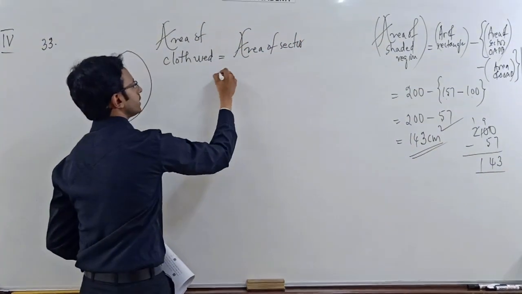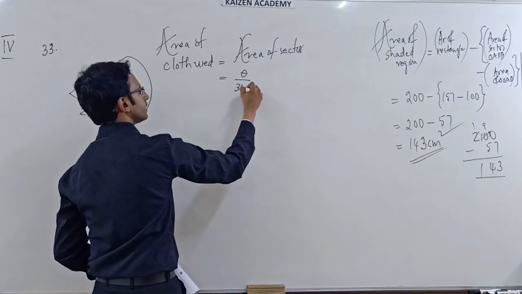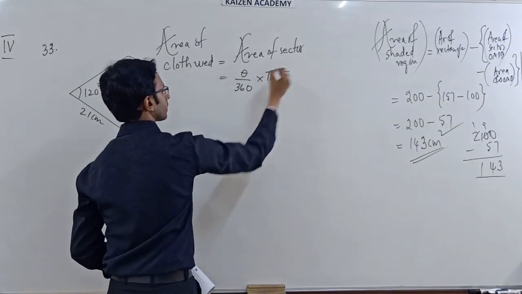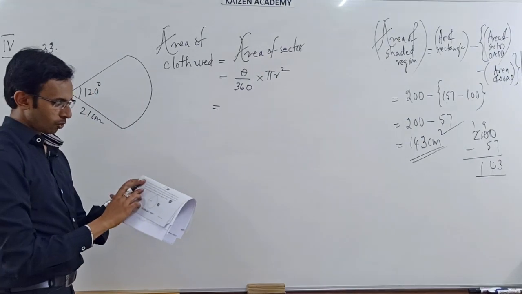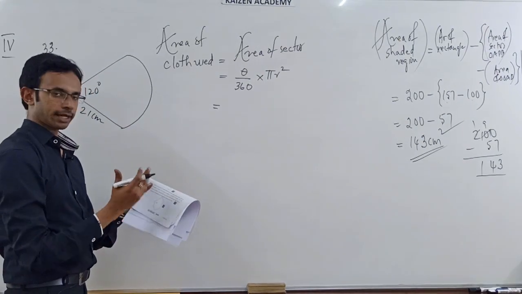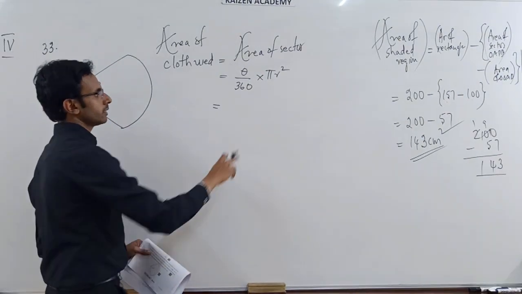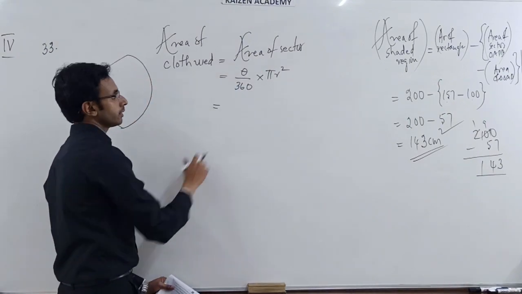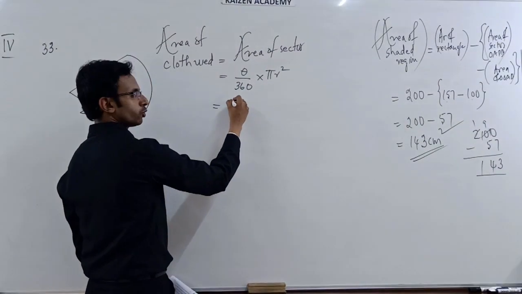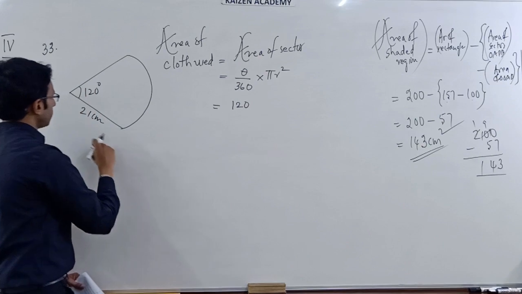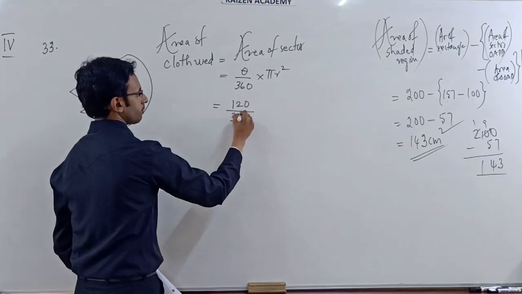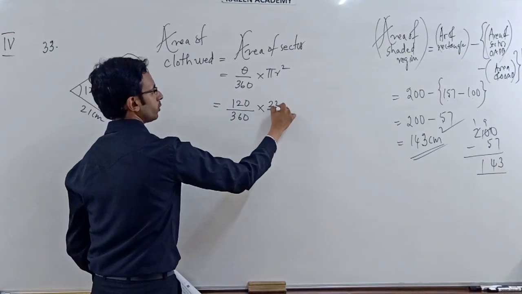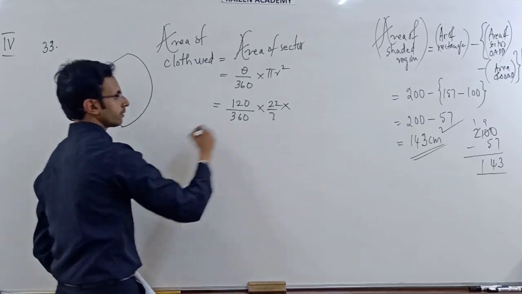Area of sector formula is theta divided by 360 into pi r square. In this problem, nowhere have they mentioned the hint to take pi value as 3.14. So that means by default pi has to be taken as 22 by 7. Theta is 120 degree divided by 360. Pi is 22 by 7 and radius is 21 centimeter.